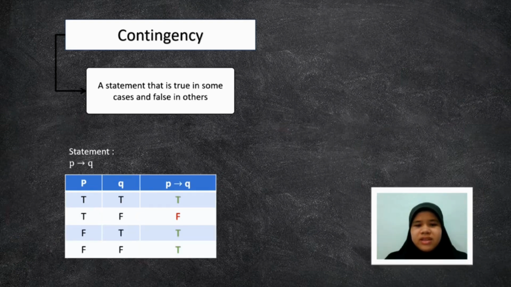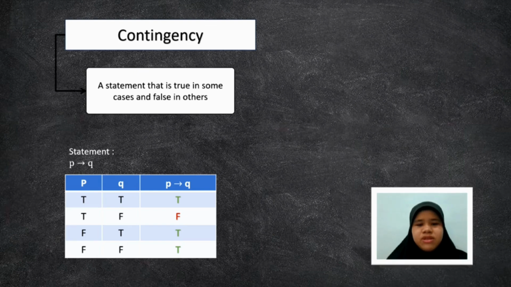And finally, there is the contingency. This is the most common one that we see in daily life. It is a statement that is sometimes true and sometimes false, depending on the situation. Well, if your final column is a mix of true and false, just like in this table, we can say it is a contingency.